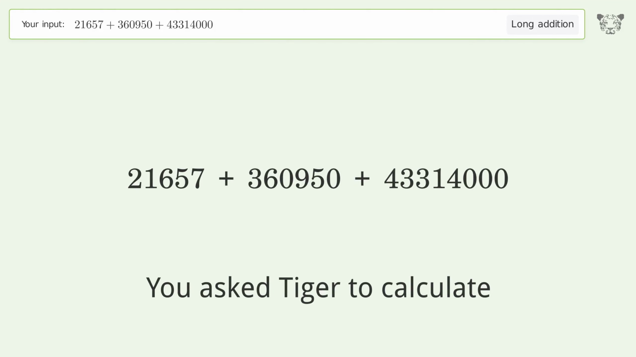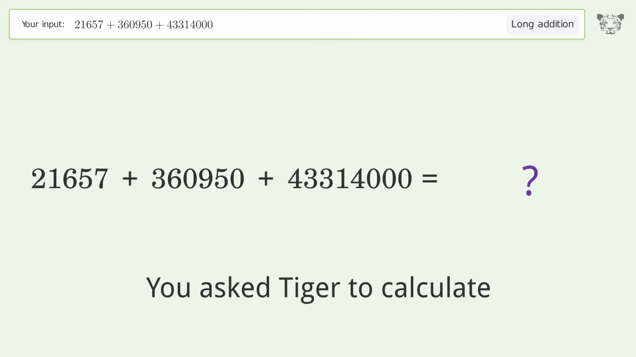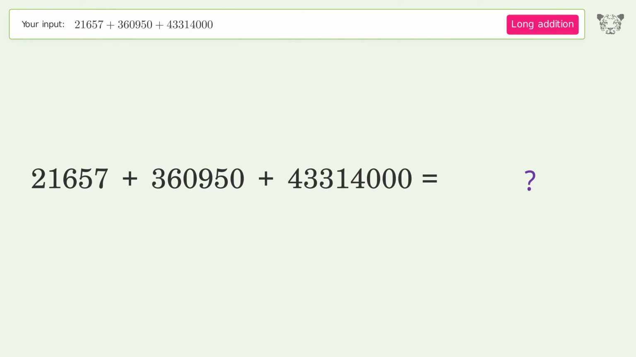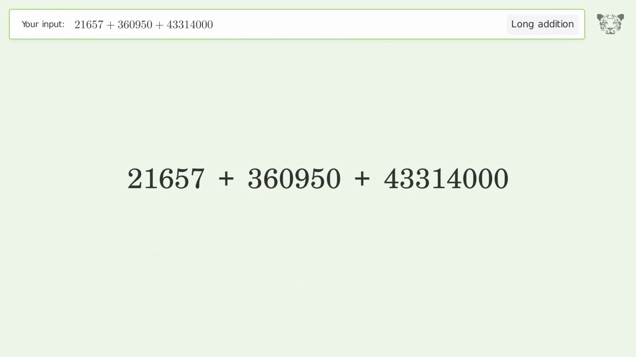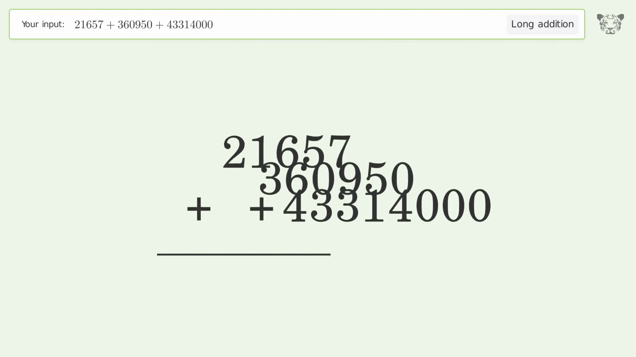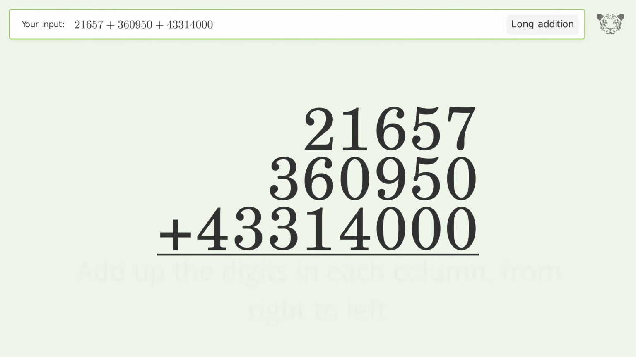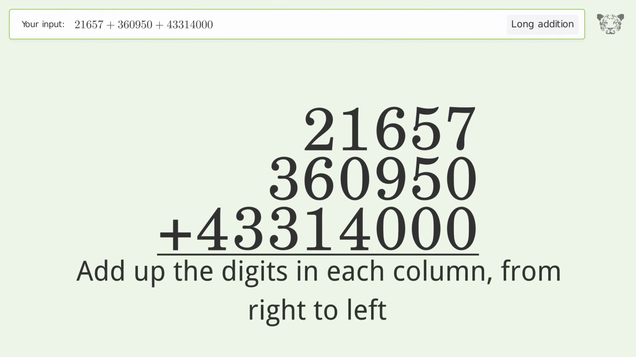You ask Tiger to calculate. This deals with long addition. The final result is 43,696,607. Let's solve it step by step. Rewrite the numbers from top to bottom, aligned by their place values. Add up the digits in each column, from right to left.